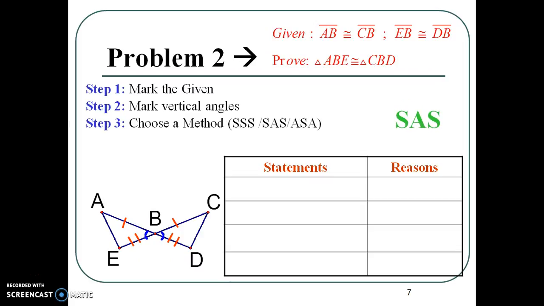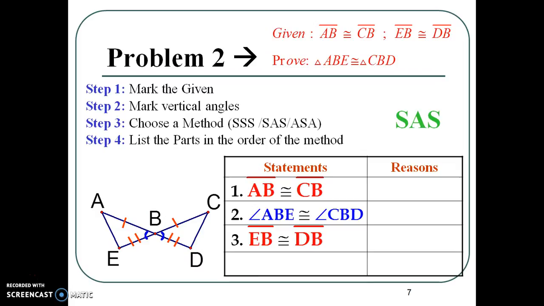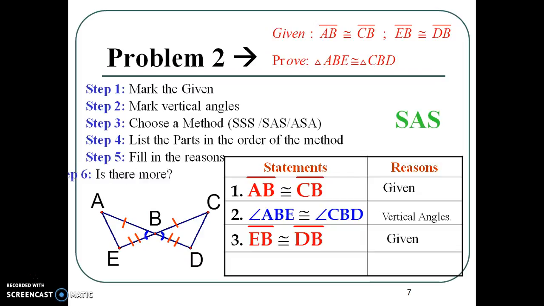Now we're going to choose a method. Side, angle, side, because we have side, angle, side, and side, angle, side. List the parts in the order of the method. Line AB is congruent to line CB. That's a given. Angle ABE is congruent to angle CBD based on the definition of vertical angles. Line EB is congruent to line DB. That's given. Then we finish it. Triangle ABE is congruent to triangle CBD based on the side, angle, side postulate, because now we have identified the sides, those angles, and these two sides.